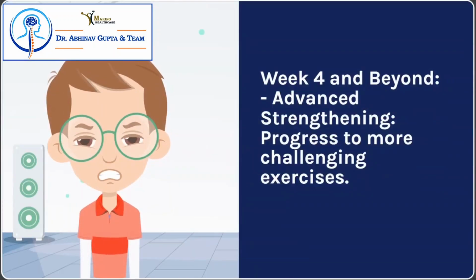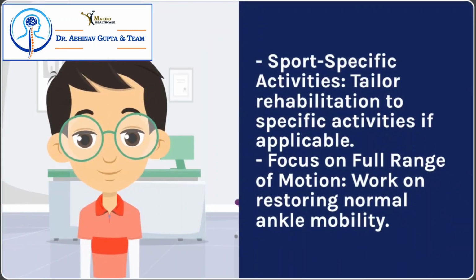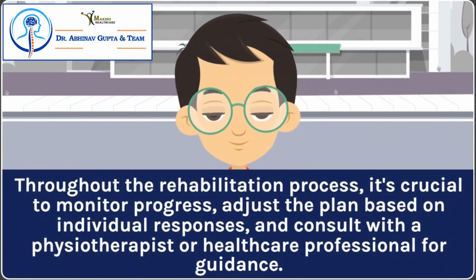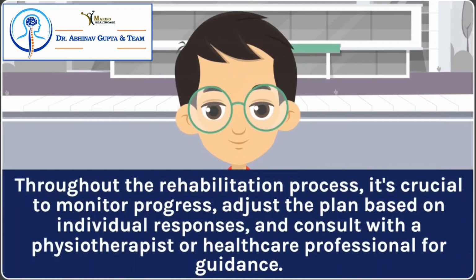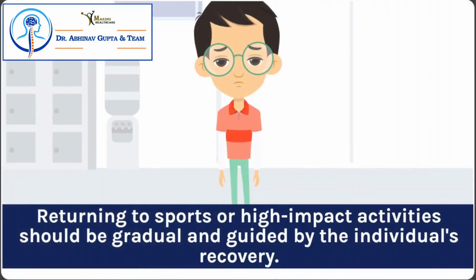Week 4 and beyond. Advanced strengthening. Progress to more challenging exercises. Sport-specific activities. Tailor rehabilitation to specific activities if applicable. Focus on full range of motion. Work on restoring normal ankle mobility. Throughout the rehabilitation process, it's crucial to monitor progress, adjust the plan based on individual responses, and consult with a physiotherapist or healthcare professional for guidance. Returning to sports or high-impact activities should be gradual and guided by the individual's recovery.